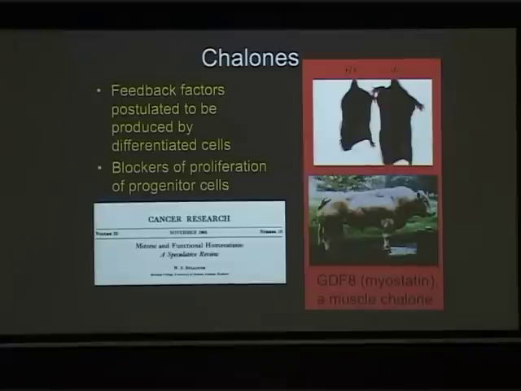And GDF8 is a molecule that's produced by muscle. It's a secreted factor. It's released by muscle. And it feeds back and it inhibits the ability of muscle progenitors to make muscle. So this was actually the first actual in vivo demonstration that there are such things as chalones.